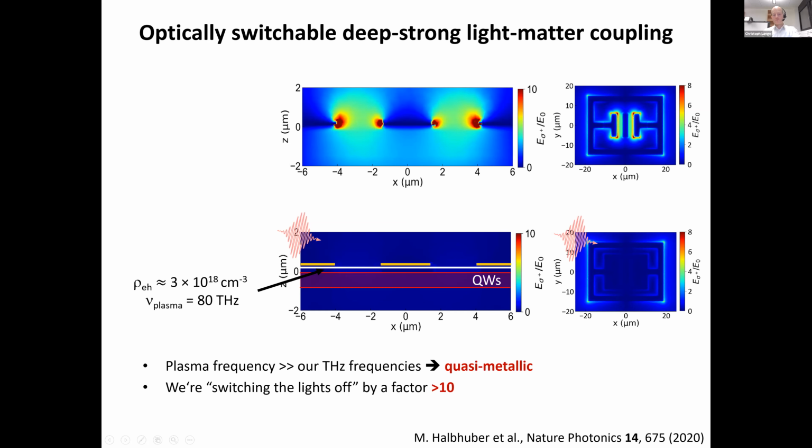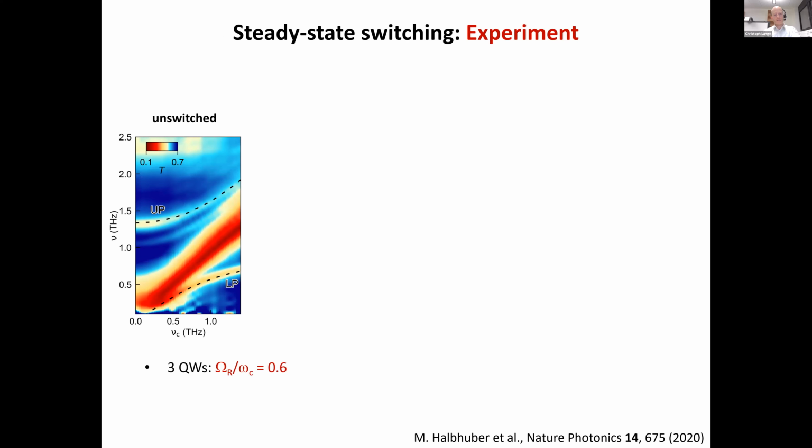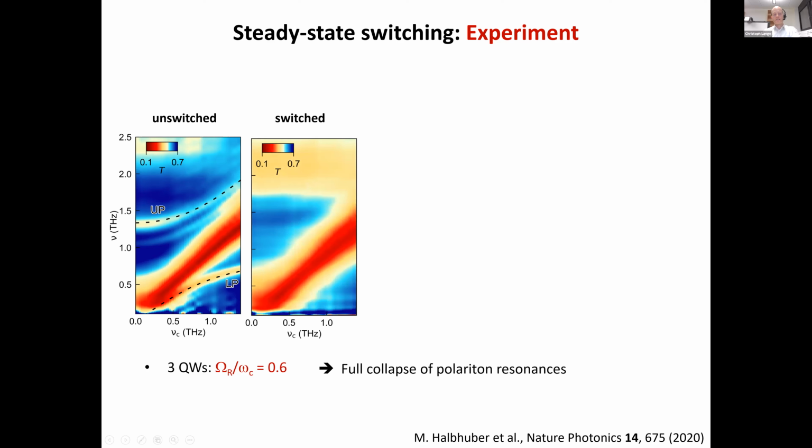What does this do to the coupling? Well, in the experiments, we could observe just this, the collapse of the light matter coupling strength. This here is showing a structure where the lower polariton is located here, the upper polariton is located here. The coupling strength here is 0.6. And if we now activate this switching patch way before we probe the transmission with the terahertz pulse, we go to this switched situation where the polaritons have completely disappeared. Light matter coupling has collapsed.